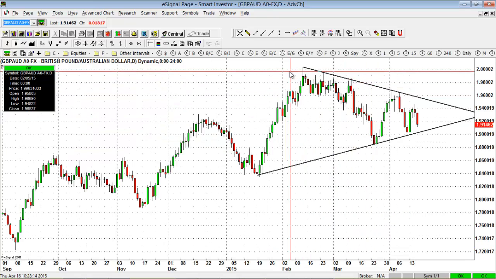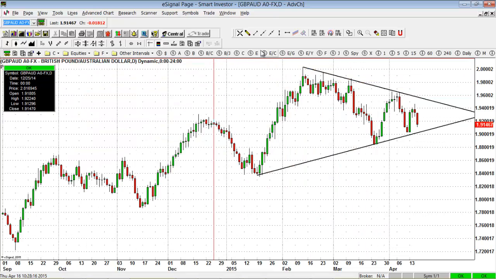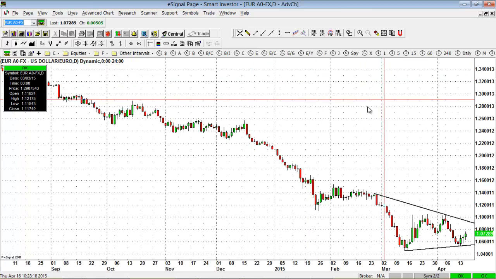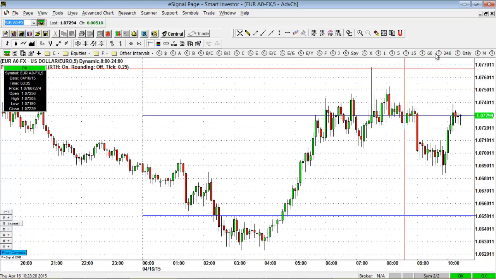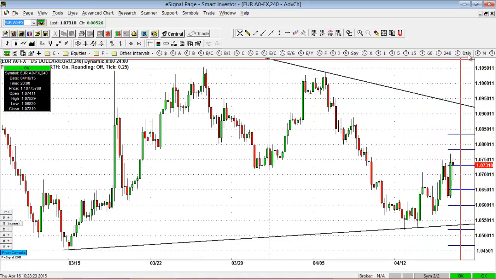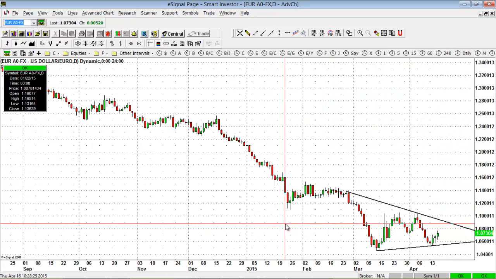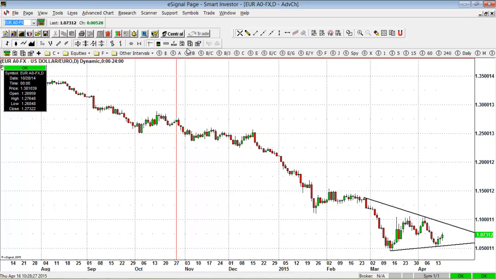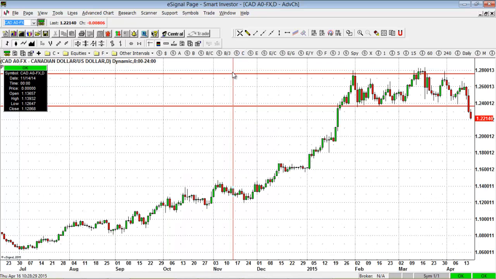Okay, so let's hope tomorrow is not like Groundhog Day. It's not like today. We do get some breaking out of these consolidation patterns, similar to what happened in the Canadian dollar.